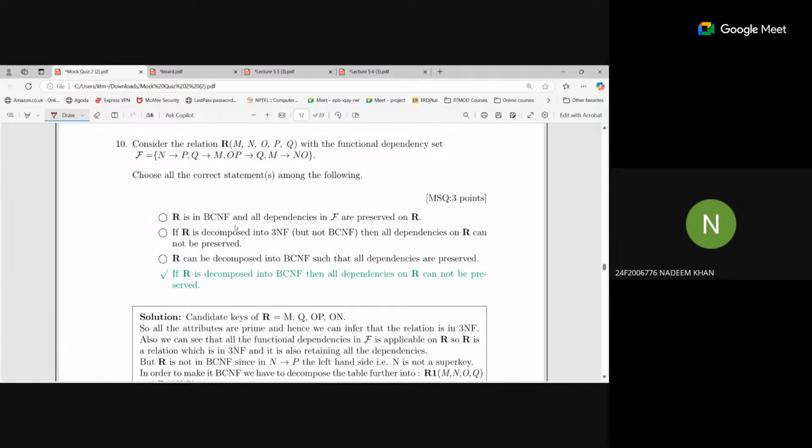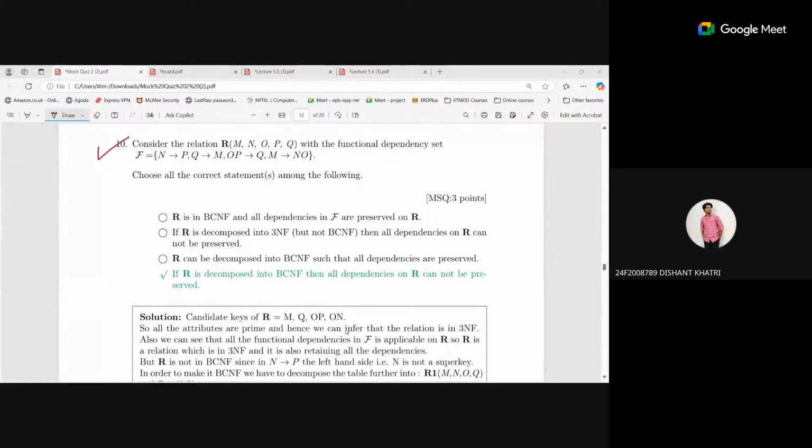Yeah, so we got one more question. Here we have: decomposed to BCNF such that all dependencies are preserved, or not preserved. Very good question. How to solve this question? Yes, anyone? Who solved this question during the mock test? Tell me, what is your approach here?